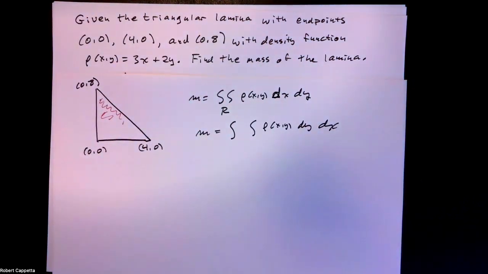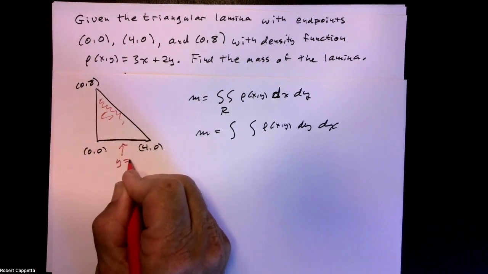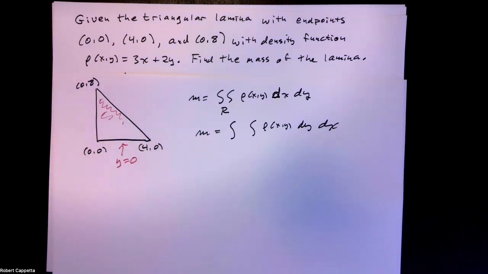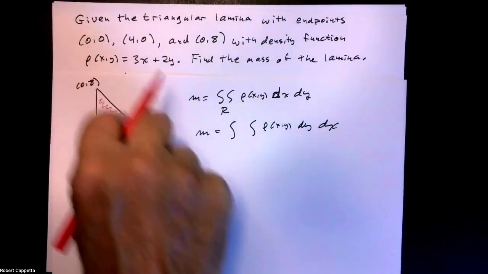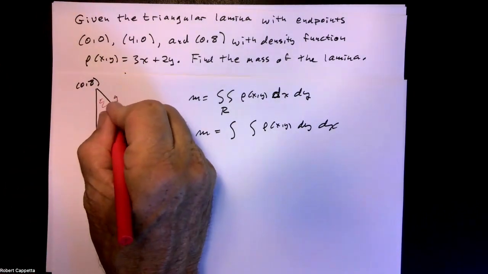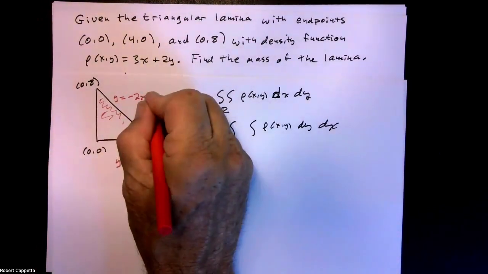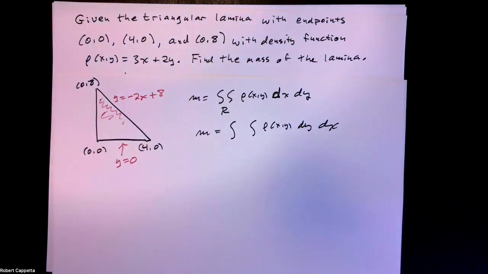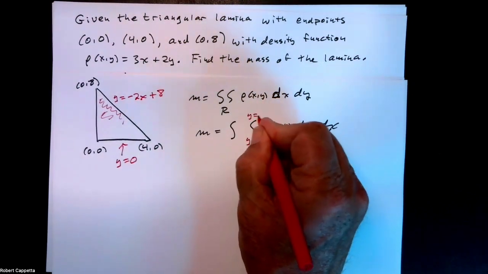So if I start south, what is my equation? Well, the southern border is just the x-axis, so this is y equals 0. How about the northern border? Well, from 8 to 0 is down 8. 0 to 4 is over 4. Negative 8 over 4 is negative 2, so the slope is negative 2x. Y equals negative 2x. The y-intercept, of course, is plus 8. So my southern border is y equals 0. My northern border is y equals negative 2x plus 8.